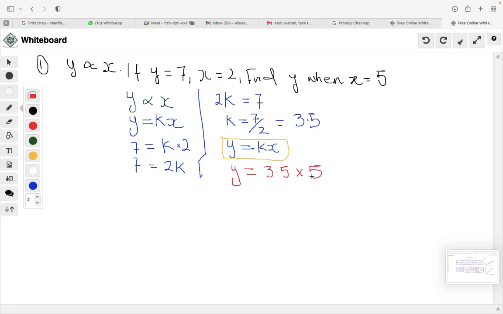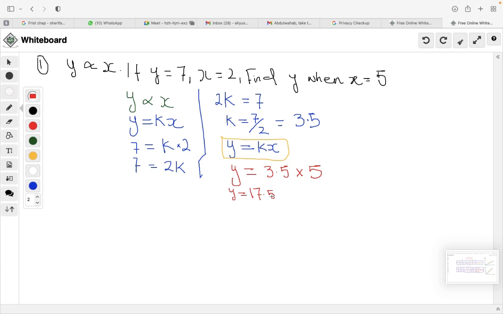So 5 multiplied by 3.5, what will you get? 5 multiplied by 3.5 will give us 17.5. This will give us y equal to 17.5. So this is how we apply direct variation to solve problems.